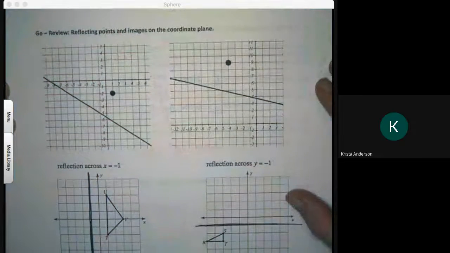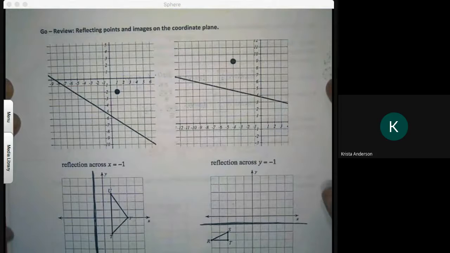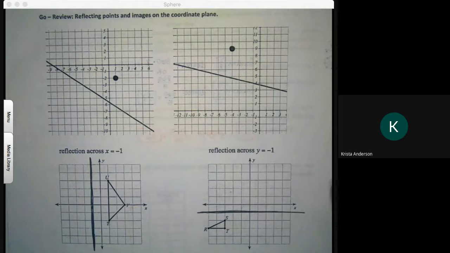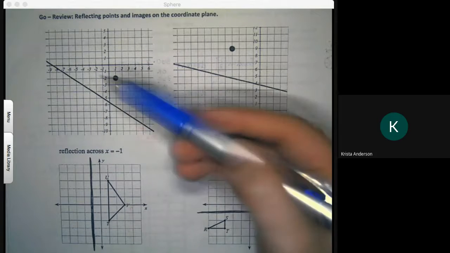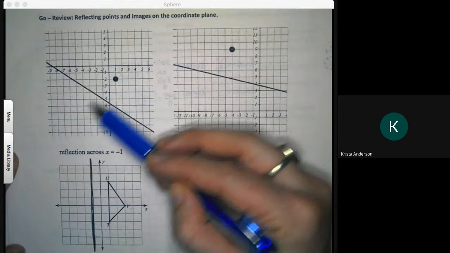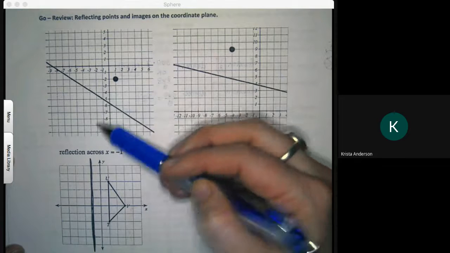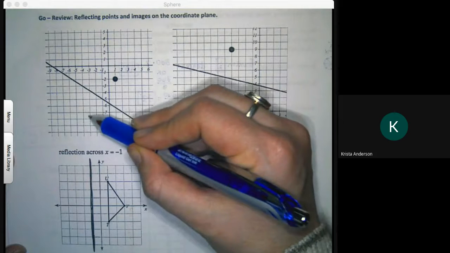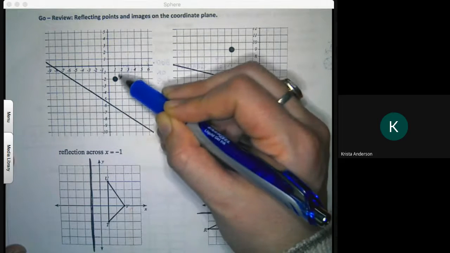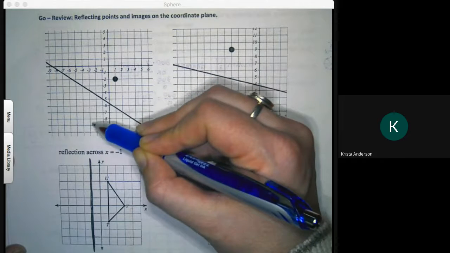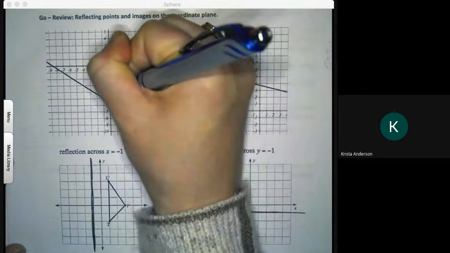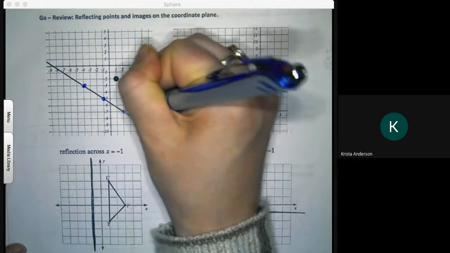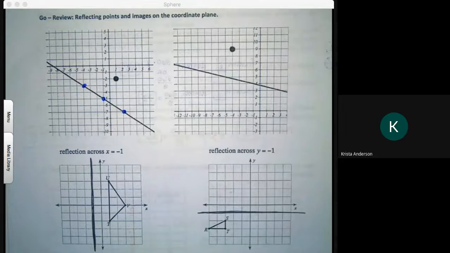We will now be reflecting points and images on the coordinate plane. When I reflect, my goal is for this to be perpendicular to the line. When I reflect this point over, it should look like it's somewhere in this area, so it would be perpendicular. The points I have to choose from are this point, and this point to go to on my line.